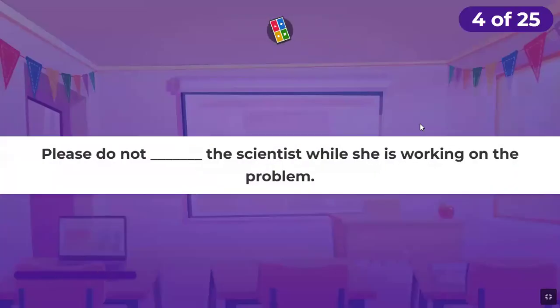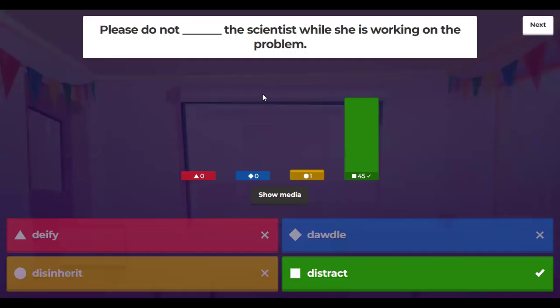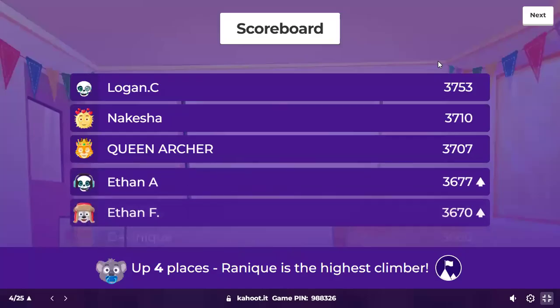Please do not blank the scientist while she's working on the problem. Wow, you all did very well. Distract the scientist. Okay, everyone got it.